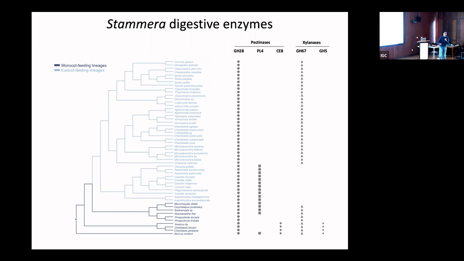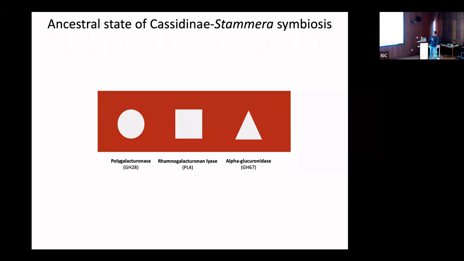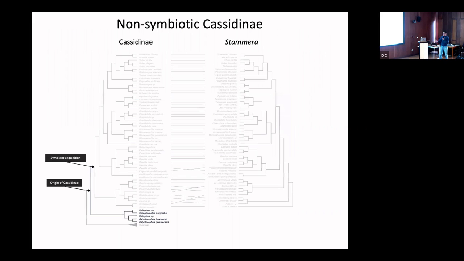And this was really important for her because she wanted to circle back to these non-symbiotic lineages of Cassidines. She wanted to ask, why go down this symbiotic route? And the ancestral state of the symbiosis appears to be in the form of a polygalacturonase in combination with rhamnogalacturonan lyase and alpha-glucuronidase. And this was really helpful because we wanted to then fish for the set of digestive enzymes that these basal Cassidines here at the base of this tree, how they get by with being herbivores. They still feed on leaves, and these leaves still encode and are filled with pectin and xylan.